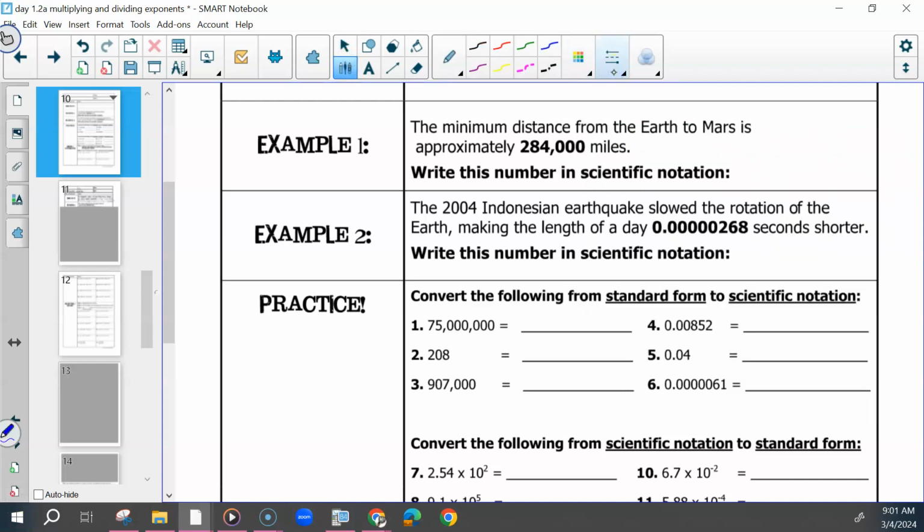So for example 1, the minimum distance from the Earth to Mars is approximately 284,000 miles. Does anyone know how we would write this in scientific notation? 2.84 times 10 to the power of 5.